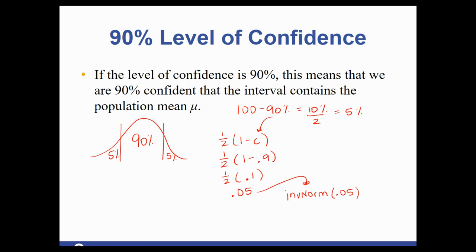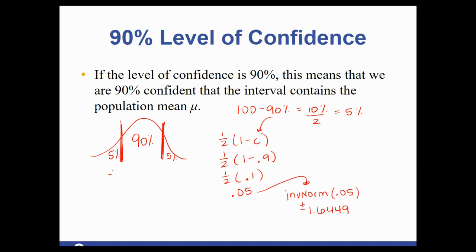Second vars to find inverse norm. And you're going to get from your calculator the negative 1.6449. Keep in mind, your calculator will always give you the negative one, but it's symmetric. So if you got one on the left, you also have one on the right. So really it is positive or negative of that number. And that's the lines. That's what we're trying to find here.